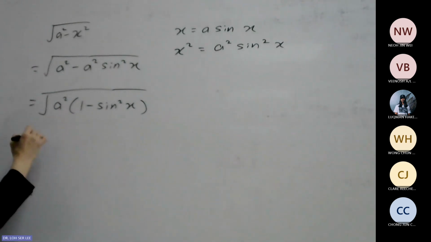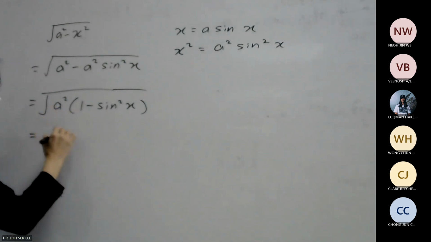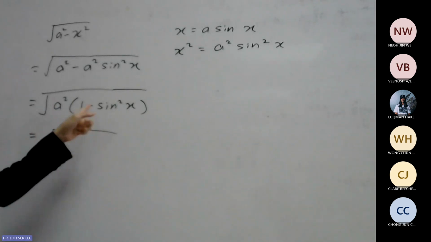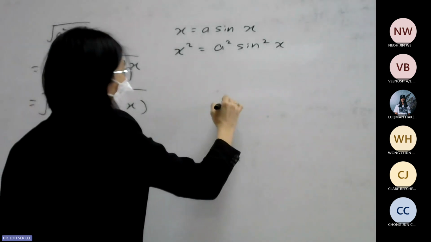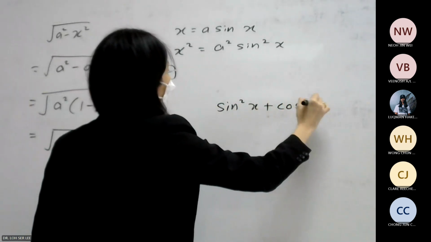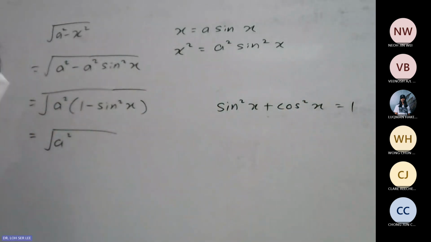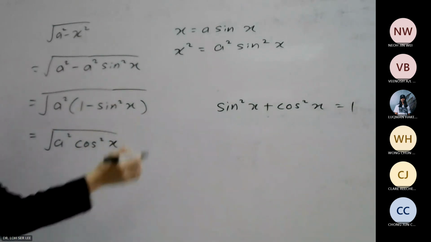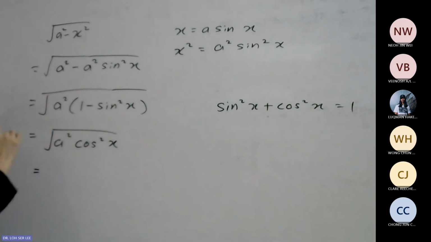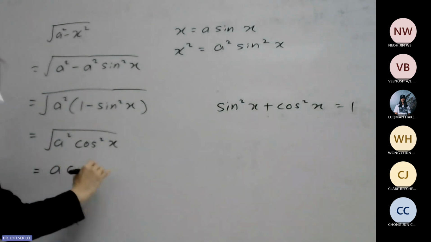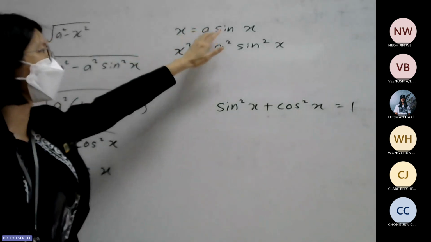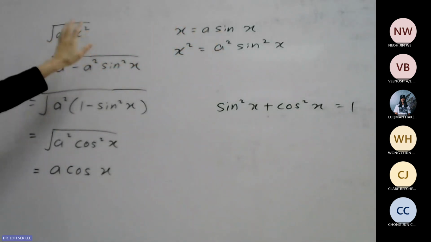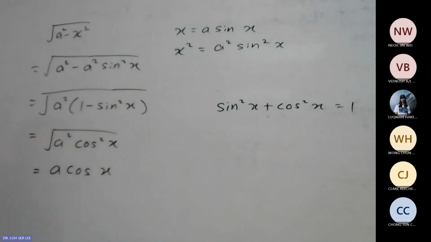From here, we know that 1 minus sine squared theta is cos squared theta because we have the identity. Remember this identity? So 1 minus sine squared theta is cos squared theta. Then we can cancel out the square root and get a cos theta. The main purpose of this substitution is that we want to cancel out the square root.